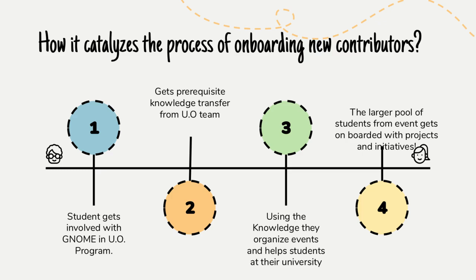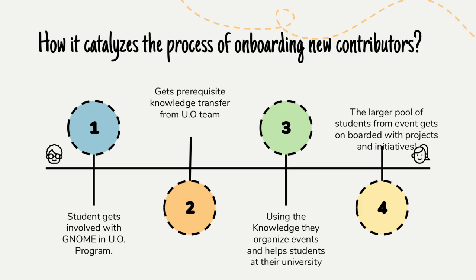The UO team, that is the University Outreach team, has a lot of mentors and maintainers and guides who are willing to volunteer their time to actually get the student involved in the organization properly, and for them to understand all the process, how things work here, and everything. So they get a prerequisite knowledge transfer from our team, which will be telling them how the stuff works and how they can contribute and everything.